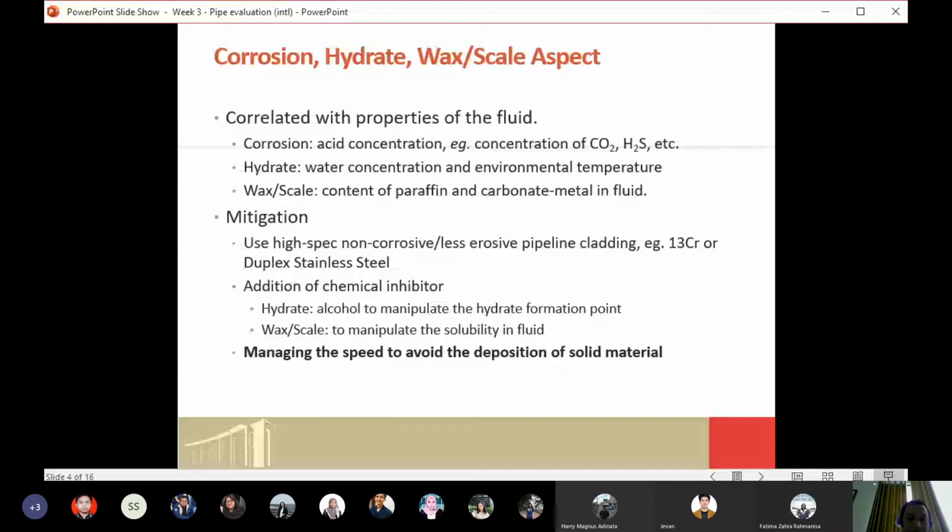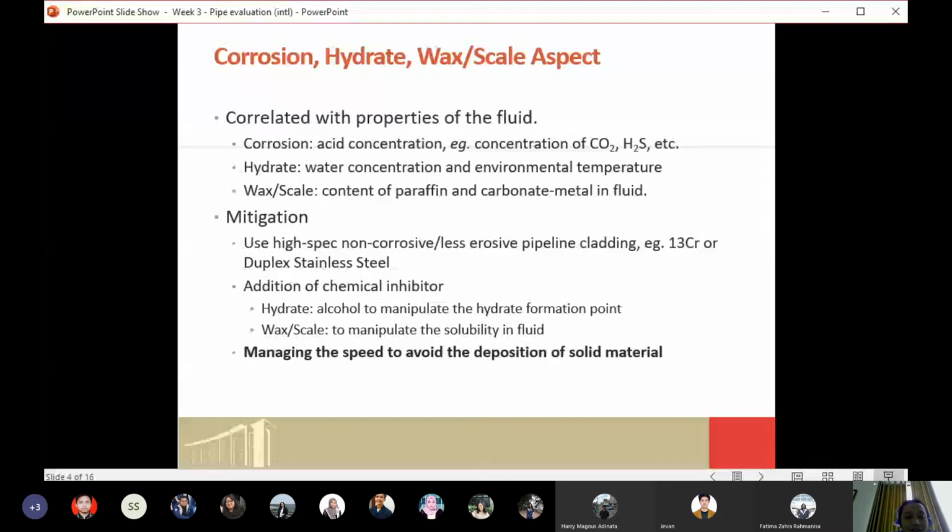In the case of hydrate and wax scale, we try to avoid the problem by using chemical inhibitors. For the hydrate, usually we have a hydrate curve, so we can manipulate it. We can move the hydrate formation point by adding alcohol, for example ethanol or methanol. But methanol we try to avoid because methanol is toxic. Some people use ethanol.